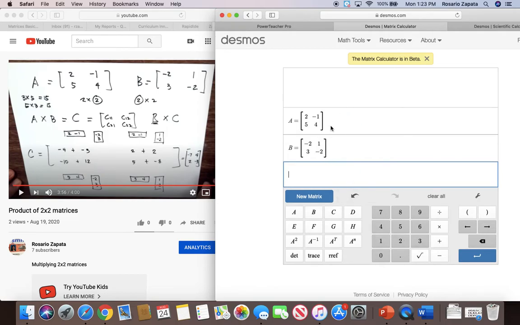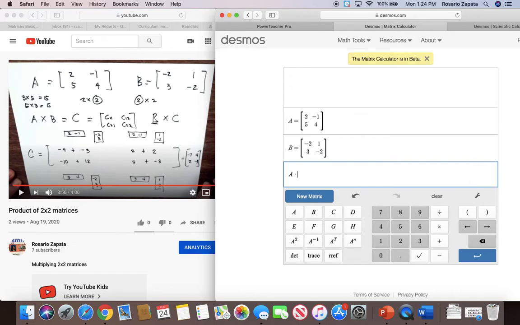So in the memory of your calculator, it has this matrix A and this matrix B. All you have to do now is to operate, and it says multiplication. So that would be A times B, and it gives you that answer. As you can see, it's the same as this answer and that answer. So you can do every operation using this.